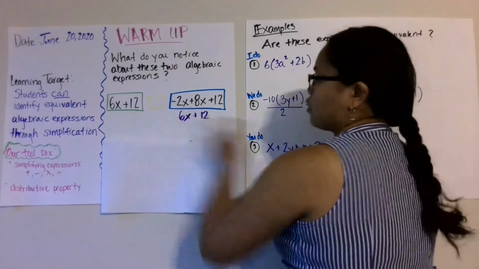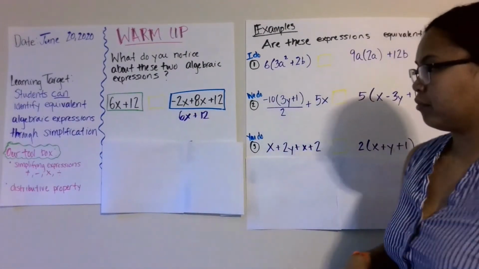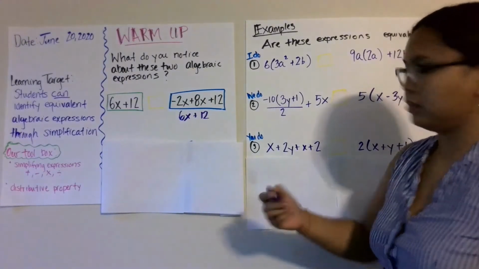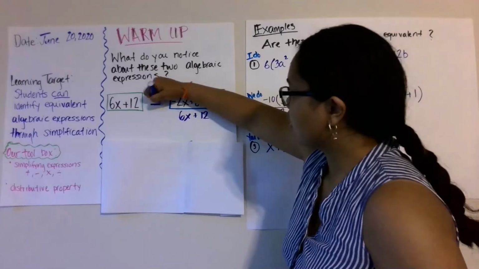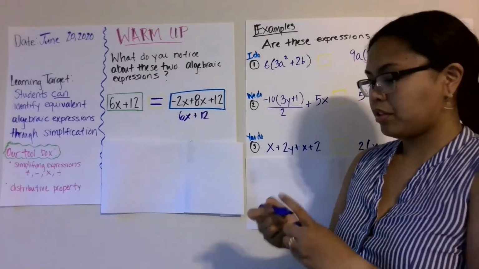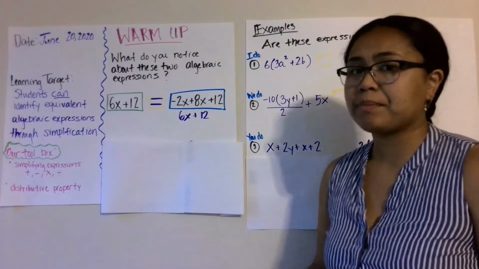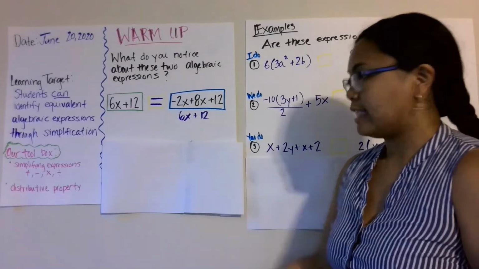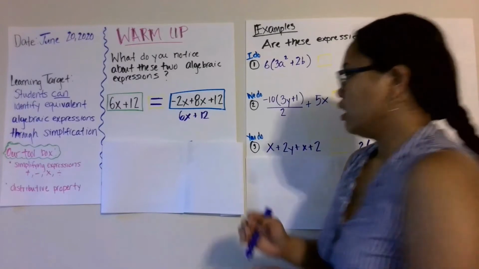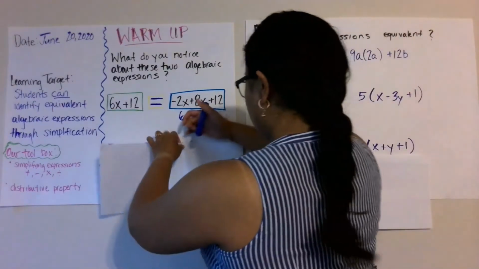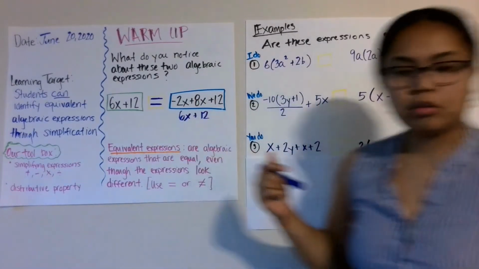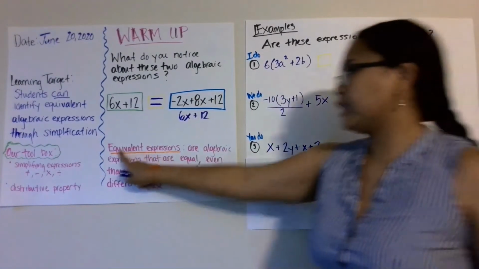Notice that now these two expressions are what? They're the same. They're equal. They're both 6x plus 12. Here, I'm going to write that they're equal. So, this is the first step of actually identifying these equivalent algebraic expressions. And the key word of today's lesson is equivalent expressions. Highlighted for you here.